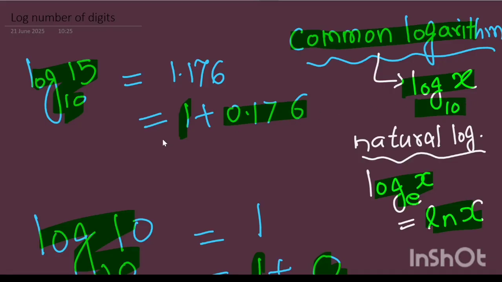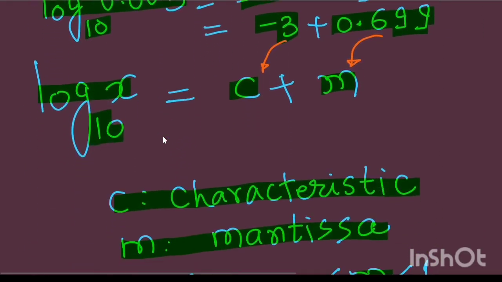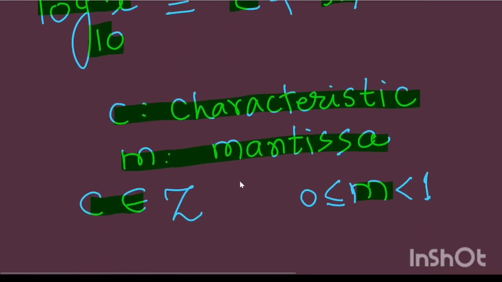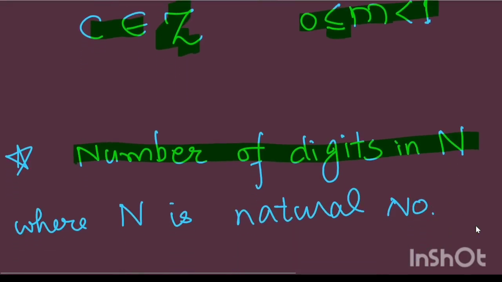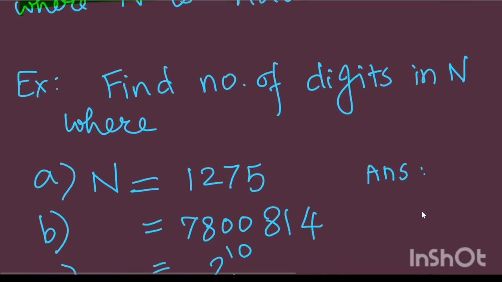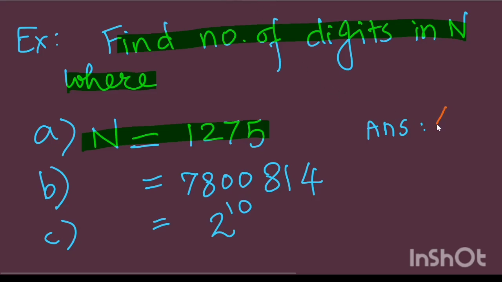Okay, so why are we defining the characteristic and mantissa here? Characteristic, as I said, belongs to the set of integers and m is a positive fraction, it can be 0 also. It is used to find the number of digits in a natural number n, where n is a big natural number. Why big? Because if it is a small natural number like 1, 2, 3, 4, directly by looking at it we can say that the number of digits is 4.